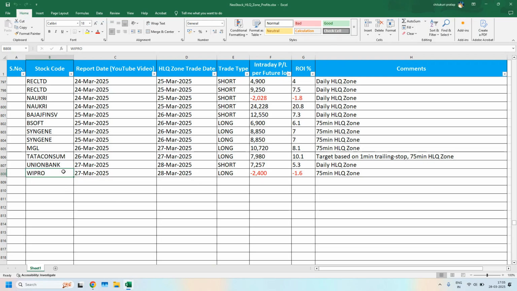Those who took the Wipro, maybe maximum loss you would have got 2,400 rupees. This is including stop buffer. And the negative ROI on your investment is minus 1.6%. Maybe some of you might have taken a deep entry because the risk might be beyond your accepted. Maybe for some people risk could be only 1.2%.